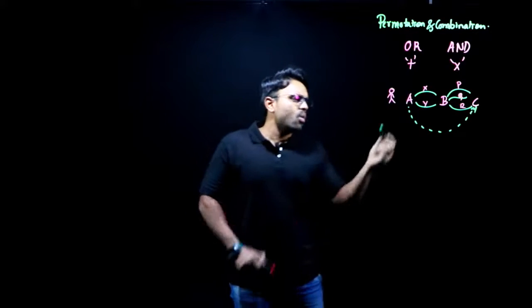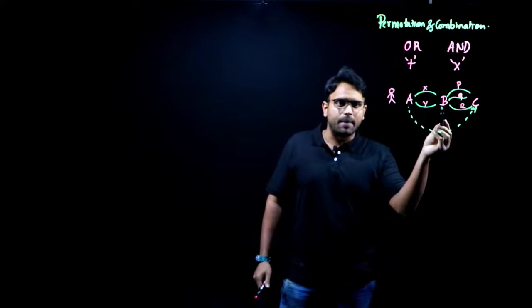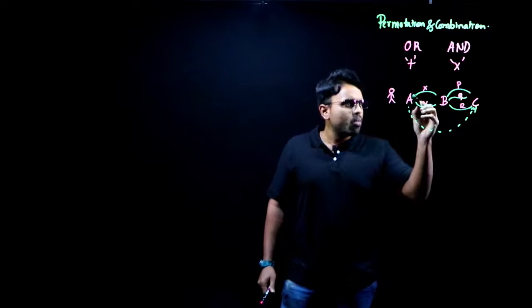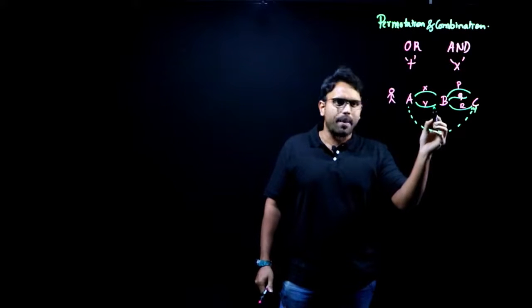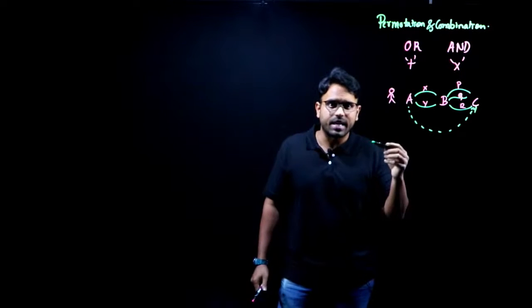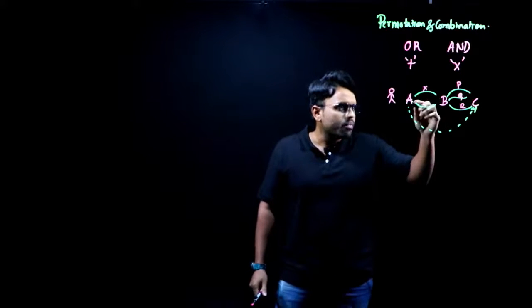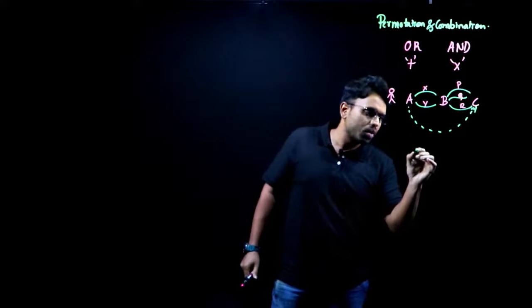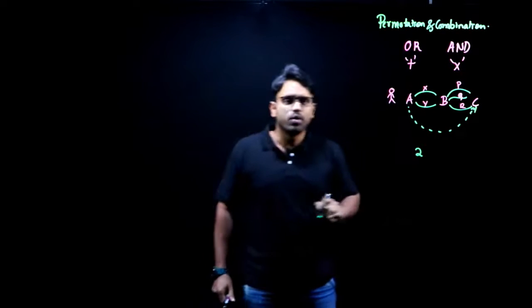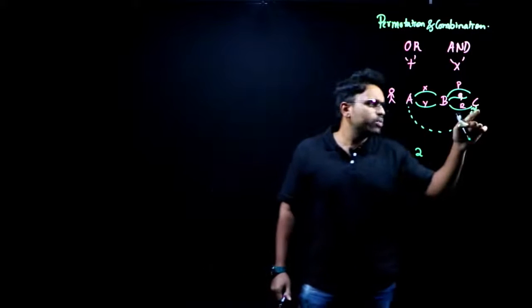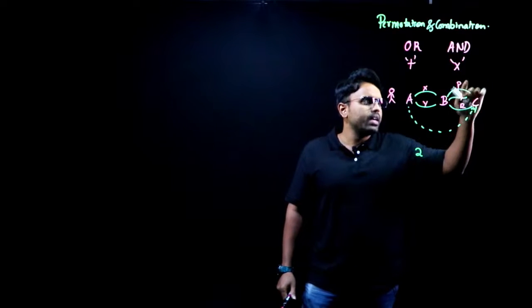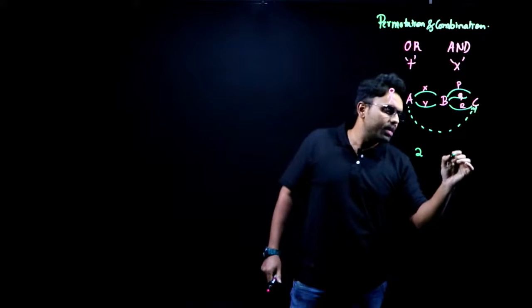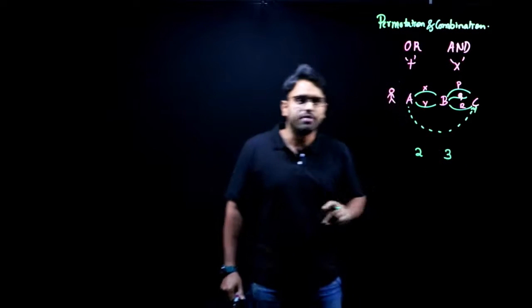When this person wants to travel from A to B, he can either go by X or Y. Look at the conjunction that I'm using here: he can go to B via route X or via route Y. So in how many different ways can he go? Two different ways. Now, from B to C, he can take route P, route Q or route R. So he can go in three different ways.